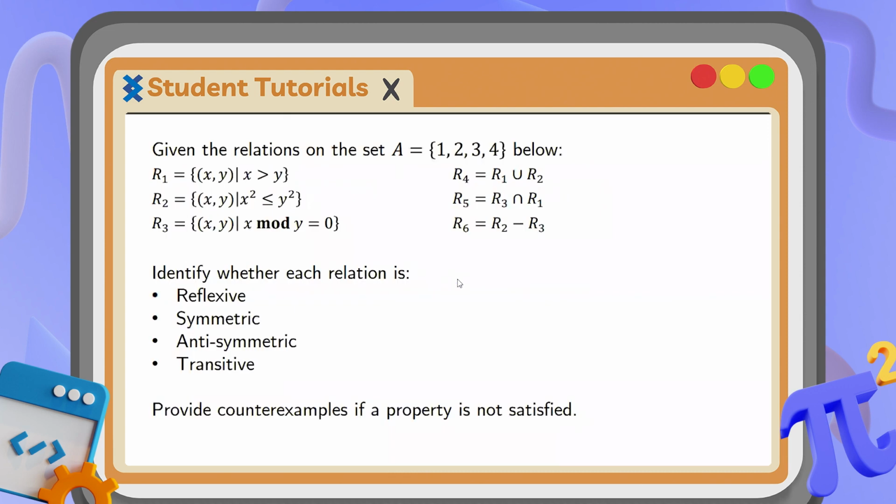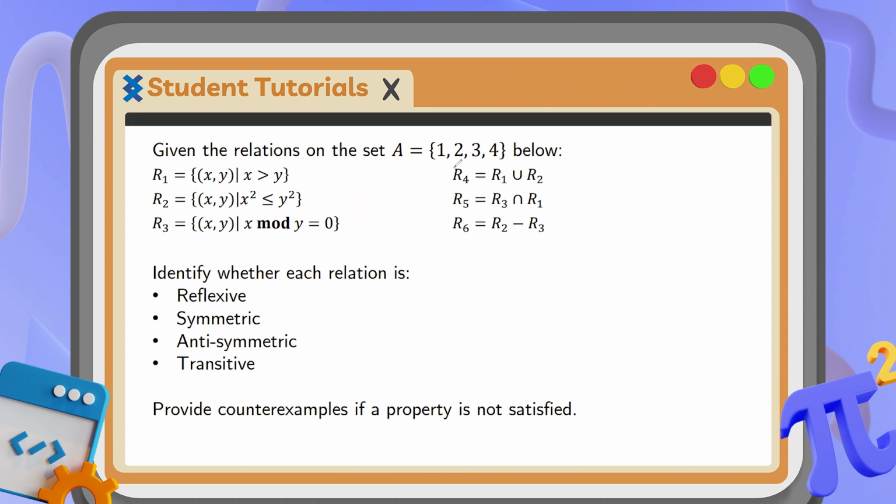So here we have R4, which is the intersection of these two relations. R4 is the union of these two relations. R5 is the intersection of these two relations. And R6 is the difference of R2 and R3. Also, on the set of integers, identify whether each relation is reflexive, symmetric, antisymmetric, and transitive, and provide counterexamples if a property is not satisfied.